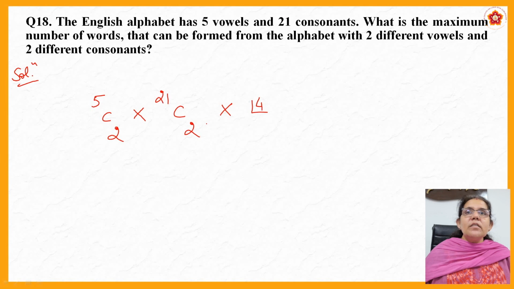if I have only 2 alphabets chosen, say A and T, it can be written as AT, and it can also be written as TA. Here we do not have to worry whether the word is making sense or not. All they have asked us is what is the maximum number of words that can be formed.